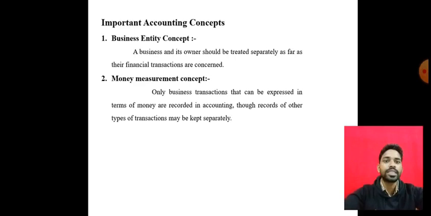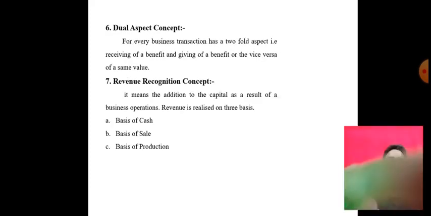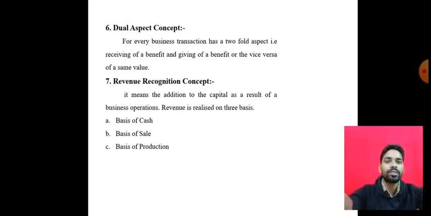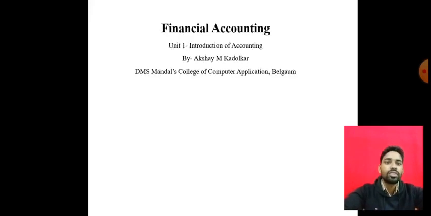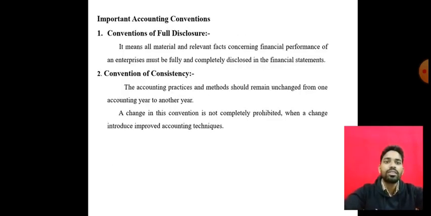Okay, so in the last class we discussed what is meant by business entity concept, money measurement concept, going concern concept, dual aspect concept, revenue recognition concept, matching concept, accrual concept, and objectivity concept. These concepts we discussed in the last session. In this session we will see which are the important accounting conventions.